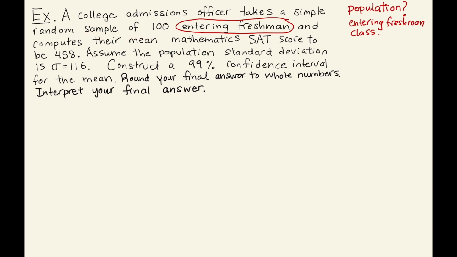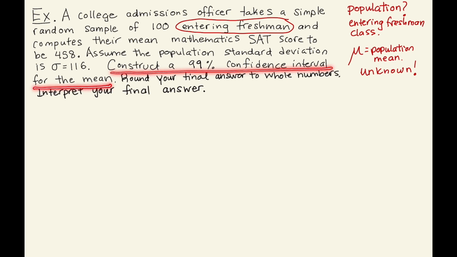So do we know what mu is? Remember, mu is the population mean. In this case, the value is unknown. That's exactly what we're trying to estimate, right? So when we are asked to construct a 99% confidence interval for the mean, we are trying to estimate the population mean. So mu is unknown. We do not know the mean SAT score of the entering freshman.